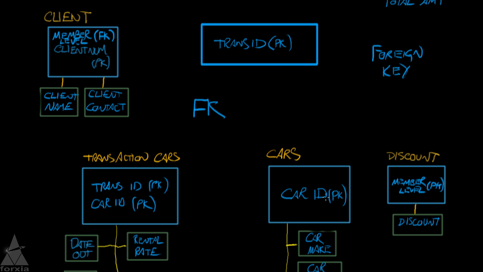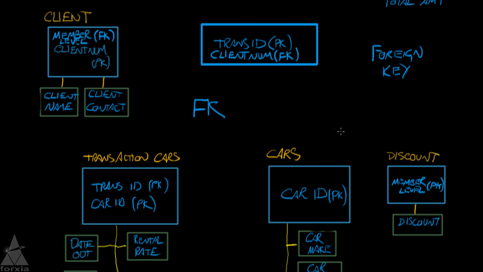Let's take a look at car ID. What is car ID dependent on? Well, car ID has a dependency already. It's linked back here to transaction cars. So we're okay there. What about the client itself? Well, the client doesn't have any information about the transaction. So the transaction wouldn't know from the client master table which client to pull out. So we would need a client num, and that's going to be a foreign key. So that will create a relationship over to the client table.